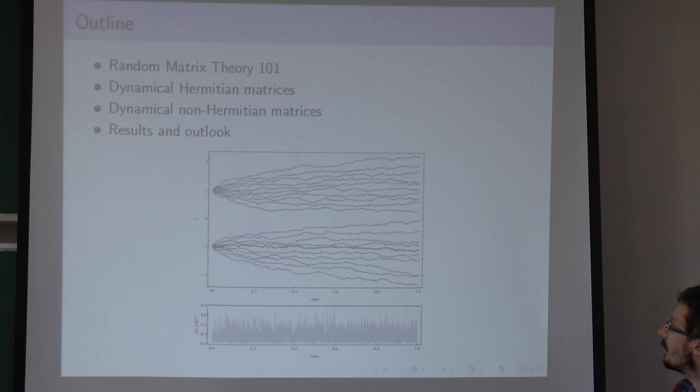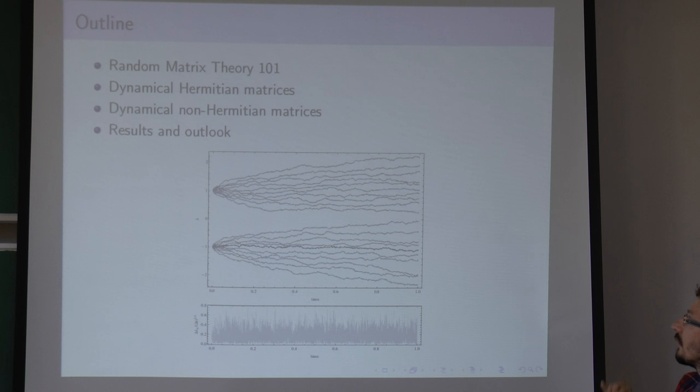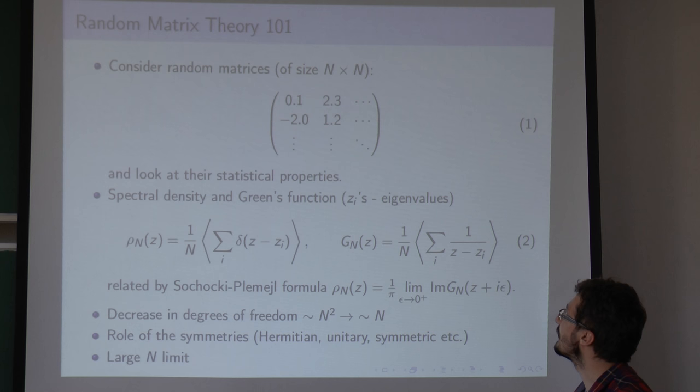So there are basically two basic classes of matrices. I call them Hermitian and non-Hermitian. It's not a very fortunate name, since it doesn't only apply to Hermitian matrices. This can also be unitary matrices and others, but we'll see that in a second. And this is just the picture to fill up the slide.